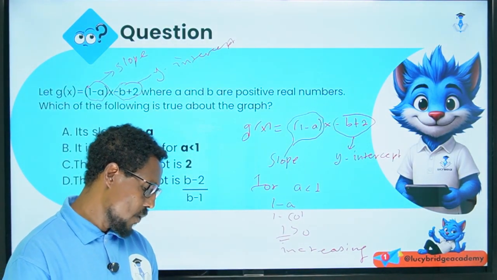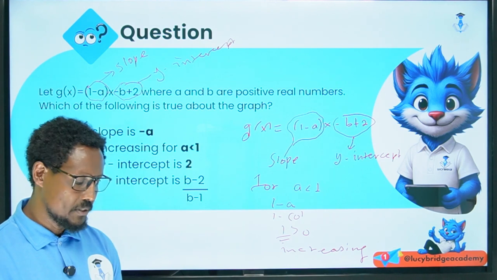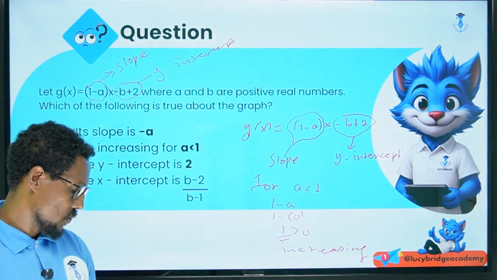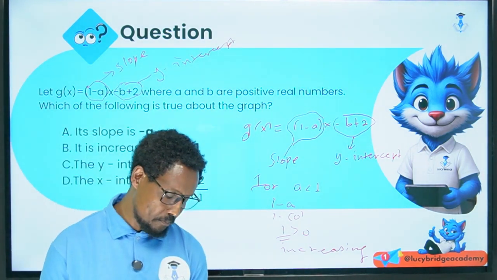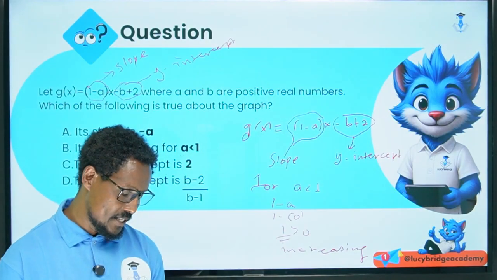Again, the y-intercept is 2? No, the y-intercept is minus b plus 2. Okay. The x-intercept is b minus 2 over b minus 1?